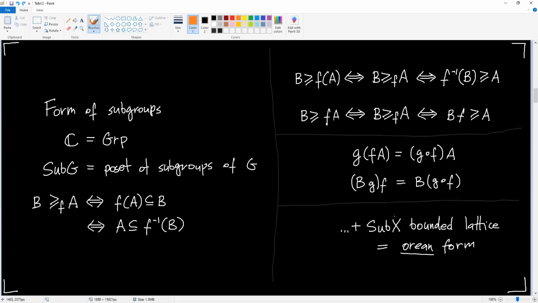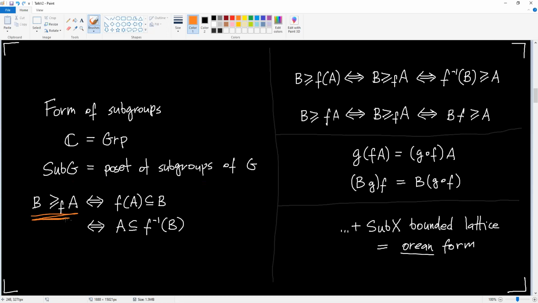Now, the guiding example for what we want to do with this structure is the form of subgroups of groups. So this is when the category C is the category of groups, and Sub G, so that abstract information, now refers to the actual poset of subgroups of a group G.